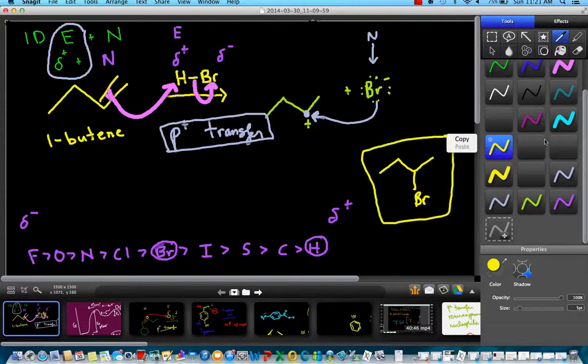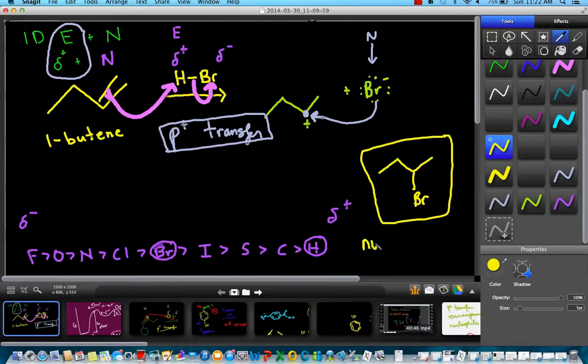So we don't always have a rearrangement. But we always, in an electrophilic addition reaction, have a proton transfer and a nucleophilic attack.